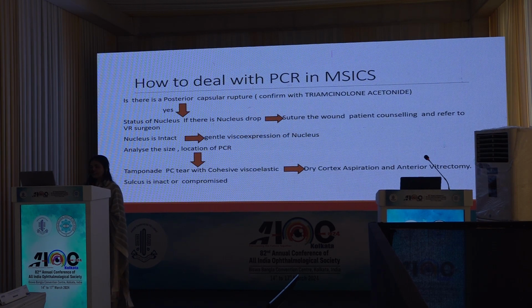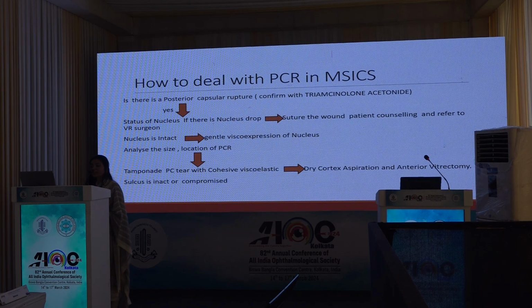If there is a PCR, then we should look for the status of the nucleus. If there is a nucleus drop, then we should suture the wound, counsel the patient, and refer to the VR surgeon. If the nucleus is intact, then gentle viscoexpression of the nucleus is to be done. After that, we have to analyze the size and the location of the PCR. Then we should tamponade the PC tear with cohesive viscoelastic, cortex aspiration, and anterior vitrectomy is to be done.